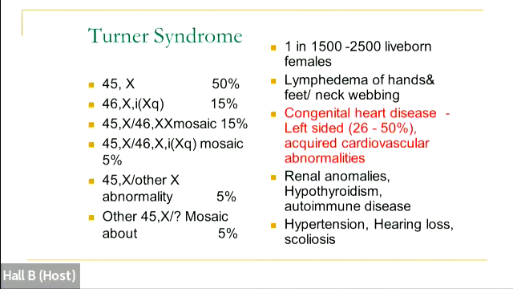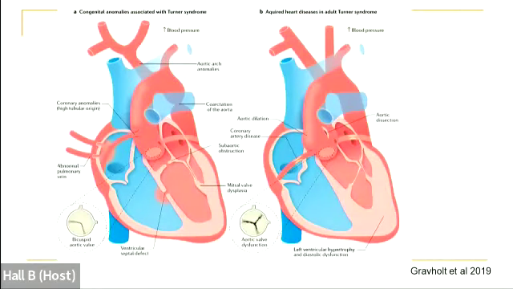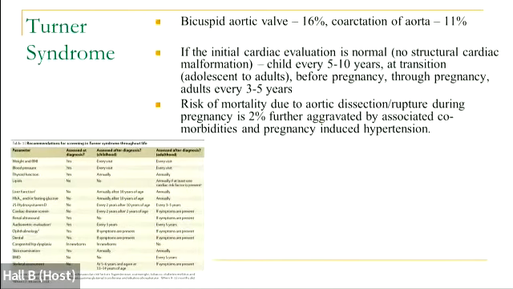Turner syndrome. The commonest cardiac lesions include left-sided cardiac lesions, and they are also at risk of acquired cardiovascular abnormalities. These are the various congenital as well as acquired cardiovascular abnormalities. The commonest cardiac lesions include bicuspid aortic valve and coarctation of aorta. Even if the initial cardiac evaluation is normal, a child needs to be screened every 5 to 10 years, at transition from adolescence to adulthood, before pregnancy and throughout the pregnancy, and adults every 3 to 5 years, as they are at risk of having aortic root dilatation and dissection.